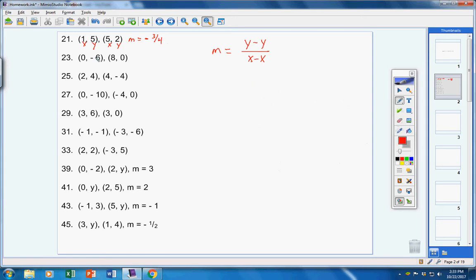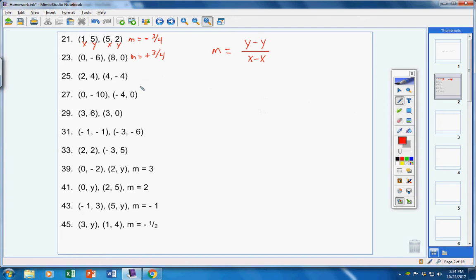Alright, number 23. My first y is negative 6 minus my second y is 0. My first x is 0 minus, and my second x is 8. So negative 6 minus 0, negative 6. 0 minus 8, negative 8. Negative over negative is positive. And 6 over 8 reduces to 3/4.